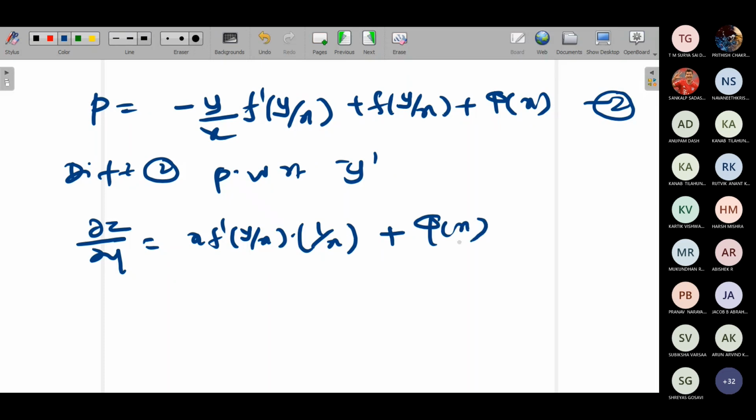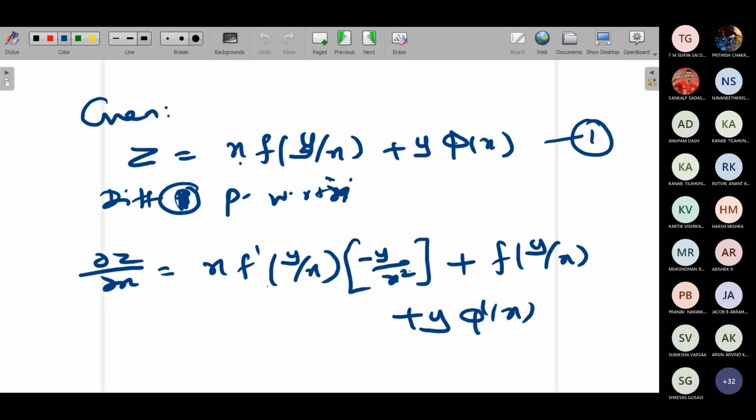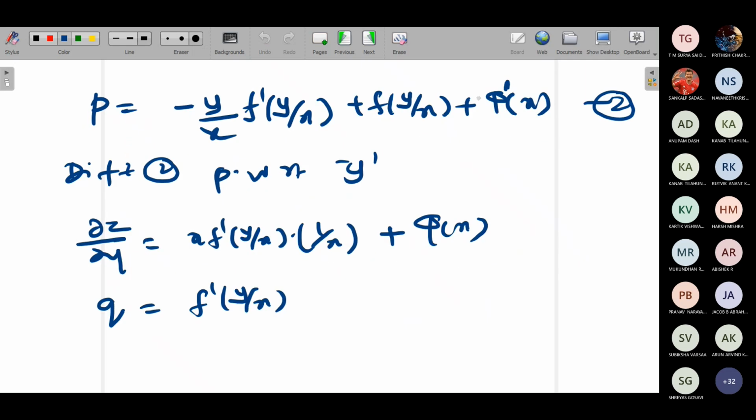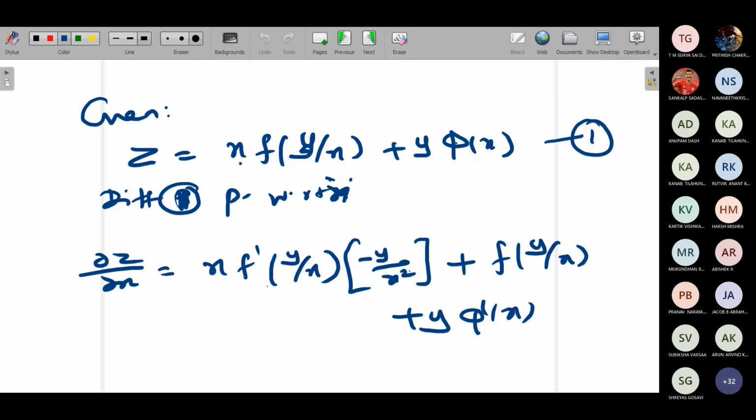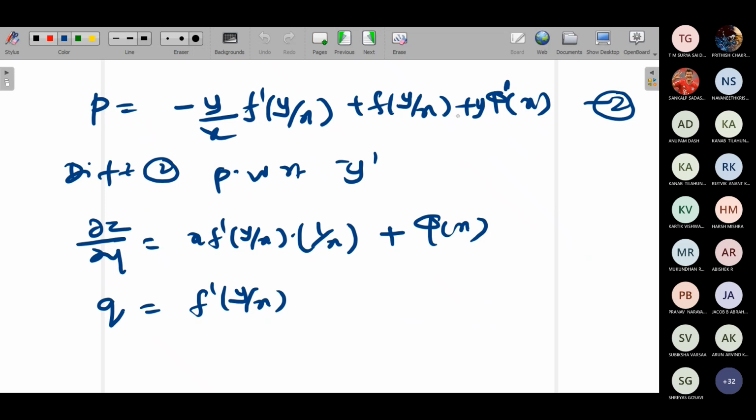Is it clear, ma'am? The second equation, it is y into phi dash of x. Y into phi dash of x only. Okay, y also is there. Yes, I missed it. Turning the pages and writing is too irritating. Good thing you said. So y into phi dash of x. Correct. So we'll get f dash of y by x plus phi of x. Take this as equation number 3.